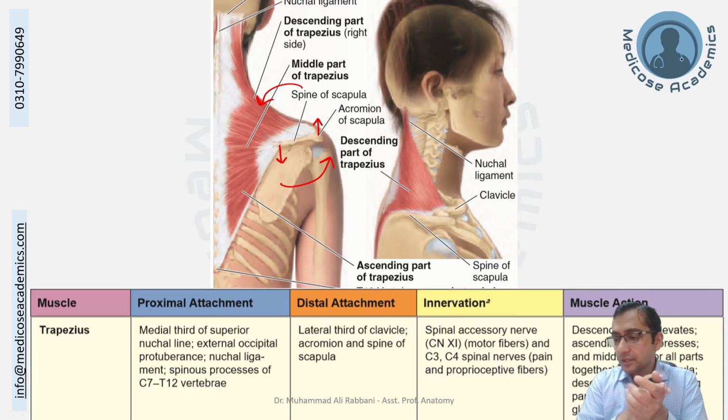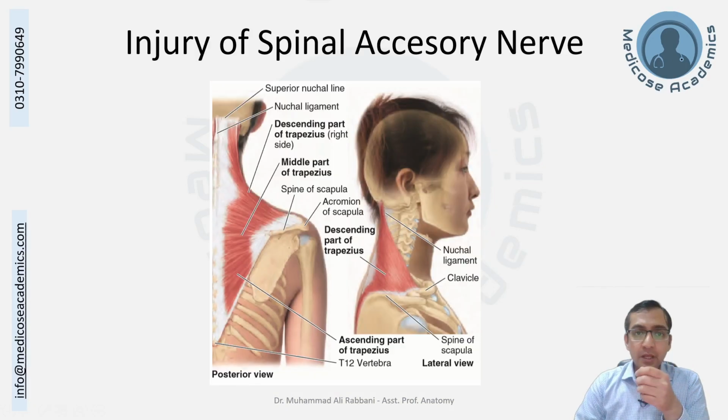So here comes a question regarding the injury of the trapezius muscle. It is, by the way, supplied by the spinal accessory nerve. I did not show that. Let me show you that first before discussing the injuries.